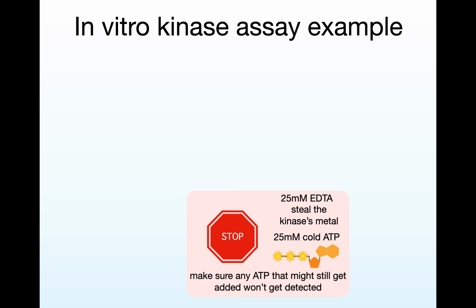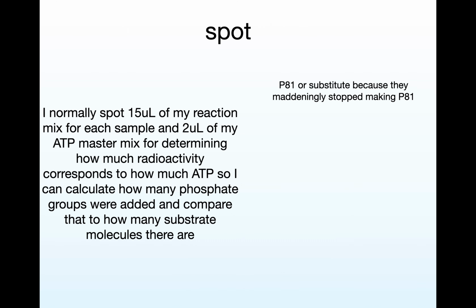Okay, so now the stop, the quenching part. So I have a master mix for this too. So I have EDTA. Now remember, EDTA was what we were avoiding before, but now we're adding it because we want to steal the magnesium from the kinase. And then we have a huge excess of cold ATP. So before we were talking about nanomolar, now we're talking millimolar. So like 1,000 times more than that. And this is cold, so it's not radiolabeled. And this way, if the kinase keeps going, even though we have that EDTA, anything it adds is way more likely to be unlabeled than labeled, and so we won't detect it. It won't affect anything.